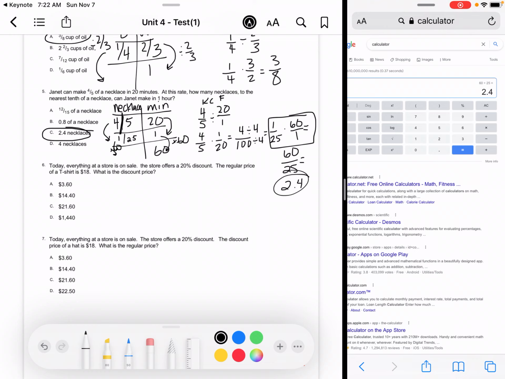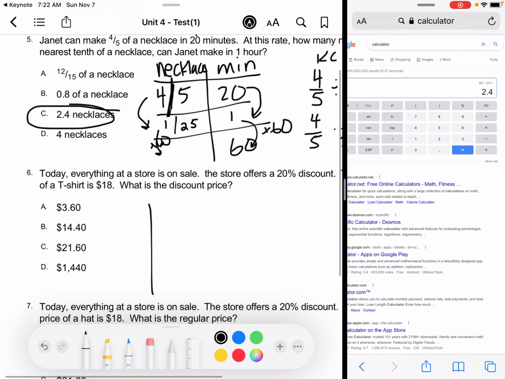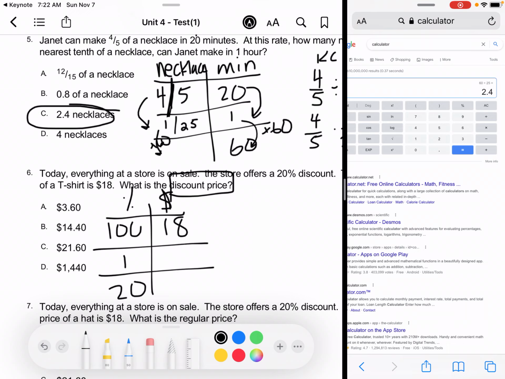Today, everything in the store is on sale. The store offers a 20% discount. The regular price of a t-shirt is $18. What is the discount price? So they want the discount. They don't want how much she's going to pay for it. So I divide by 100 and I multiply by 20. So 0.18 times 20, and I get $3.60.